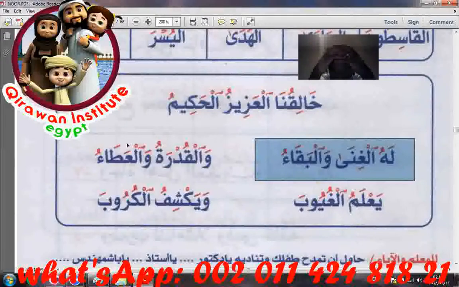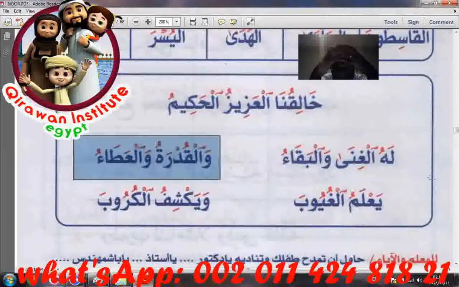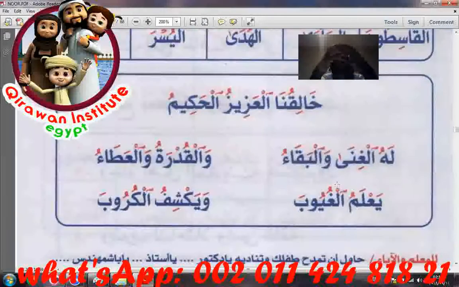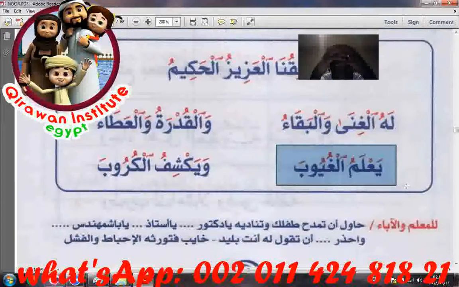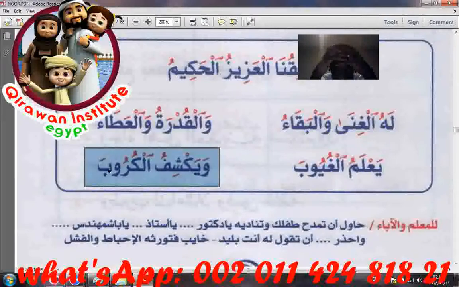Wal-baqa'u. Wal-qudratu wal-ata'u. Wal-ata'u. وَالْعَطَاءُ. يَعْلَمُ الْغُيُوبَ وَيَكْشِفُ الْكُرُوبَ.